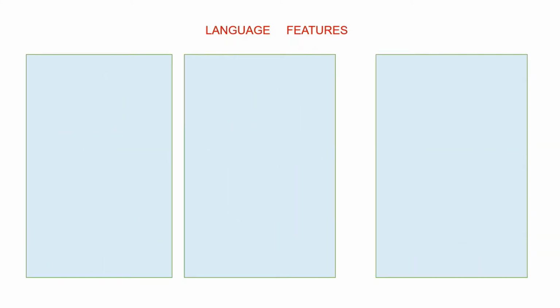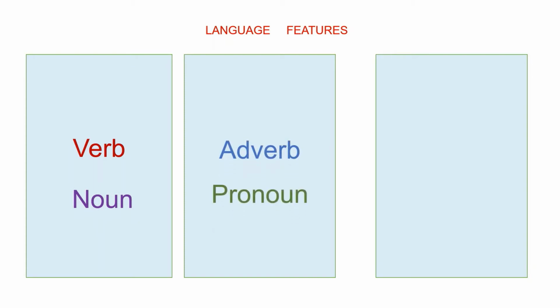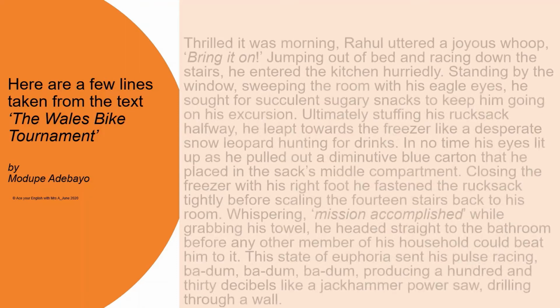Also, there's what we call word class. These also classify under language features. So we have verb, the noun, the adverb, the pronoun, the adverbial, and the adjective. All these are relevant and necessary when we are aiming to analyze language in a text. Now, today's focus is on a few lines that have been taken from a text called the Wales Bike Tournament.